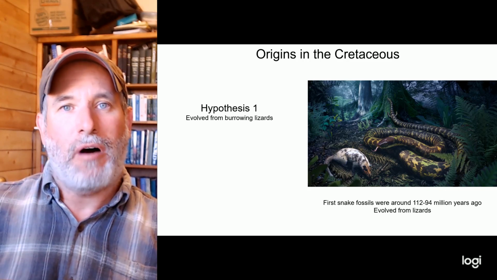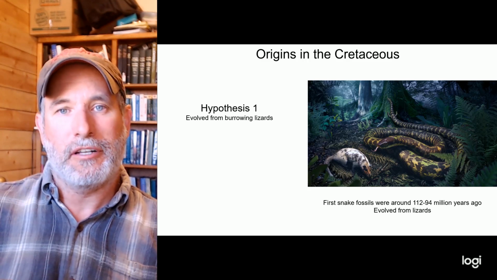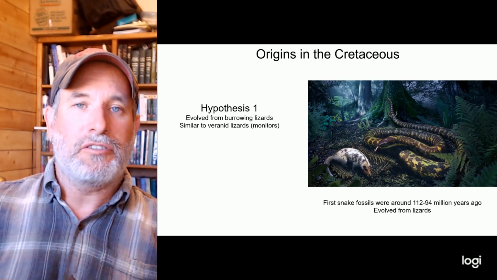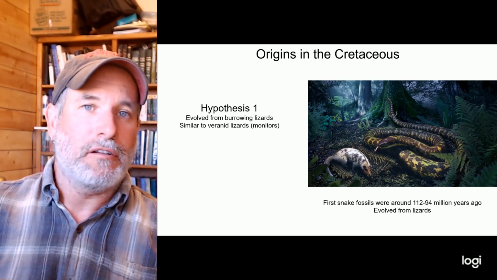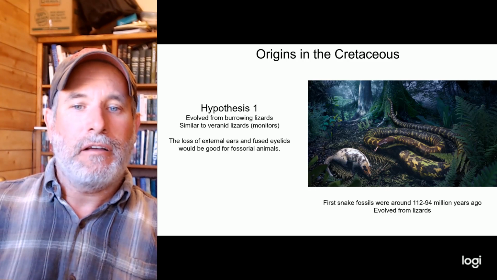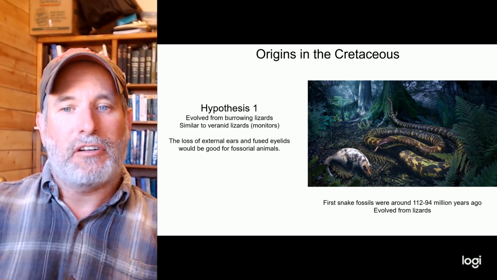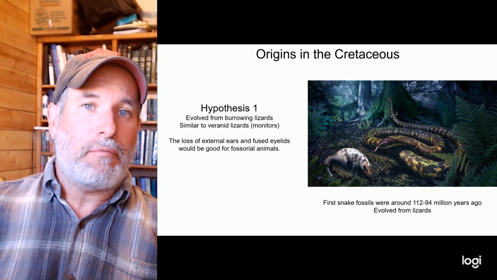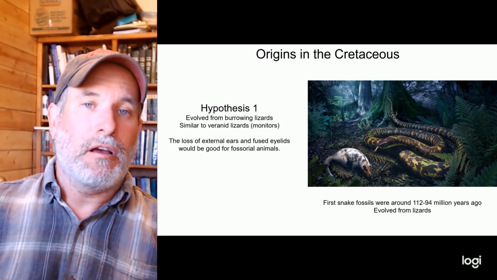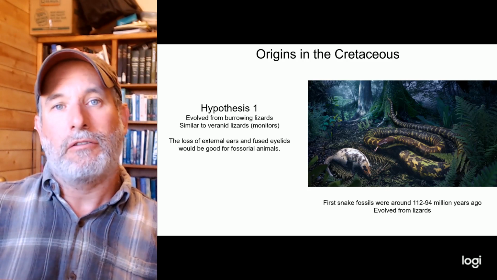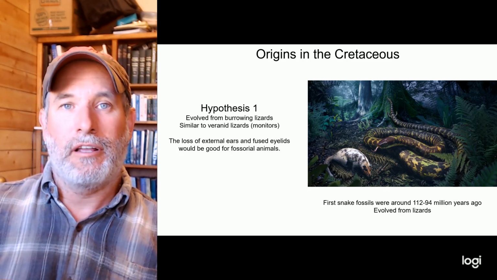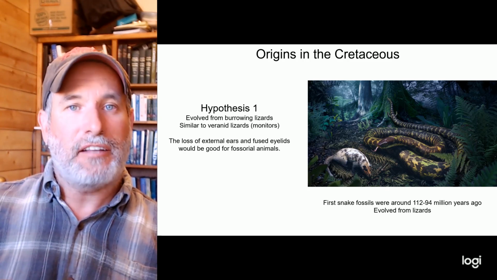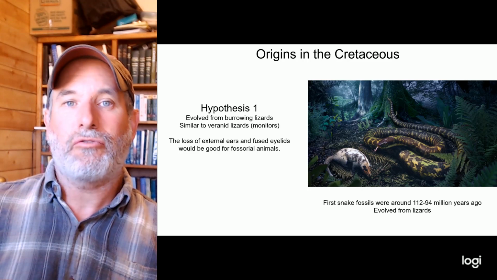One of the first hypotheses is they evolved from a burrowing lizard. That burrowing lizard might have been similar to a varanid, which is a monitor. Think Komodo dragon or a Nile monitor. And the loss of external ears in snakes, along with fused eyelids, would be good for a fossorial animal. Now, I have a problem with this because usually when an animal evolves to lose some feature like an eye or a limb, they rarely, that I know of, if ever, evolve it back. Some snakes, as I'll show you here in a little bit, have incredibly good eyesight.